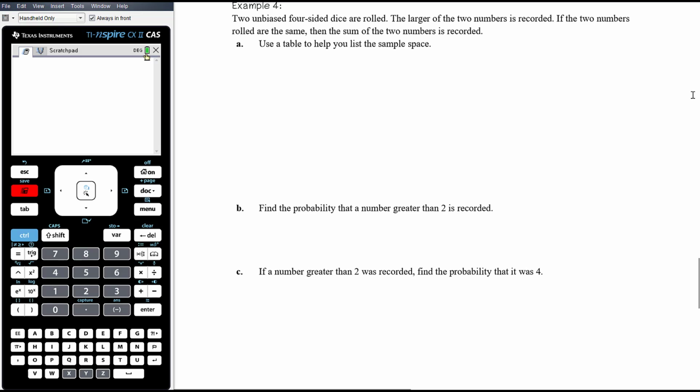Example 4. 2 unbiased 4-sided die are rolled. The larger of the 2 numbers is recorded. If the 2 numbers rolled are the same, the sum of the 2 numbers is recorded. Okay, so again, this time we've got 2 4-sided die. Well, 1 4-sided die that we roll twice. Doesn't matter, it's the same. Oh, no, there are 2 die, but it's the same problem.